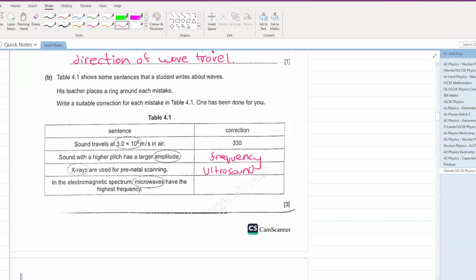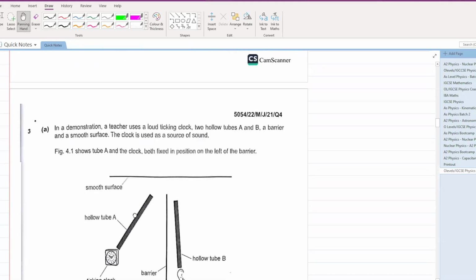In the electromagnetic spectrum, microwaves have the highest frequency. No, gamma rays have the highest frequency. Gamma rays have the highest frequency. Let's move on to the next question.